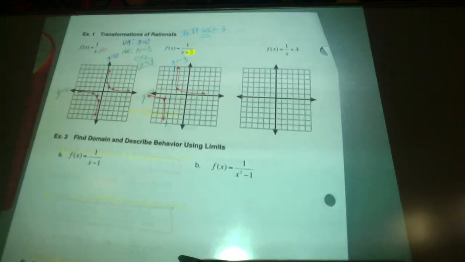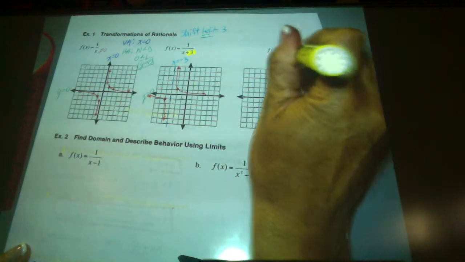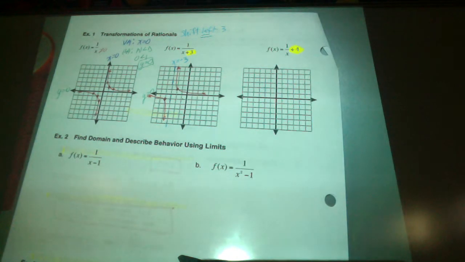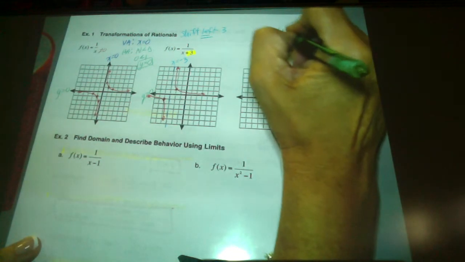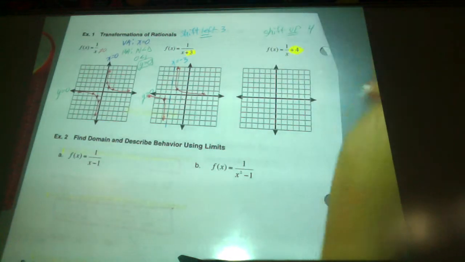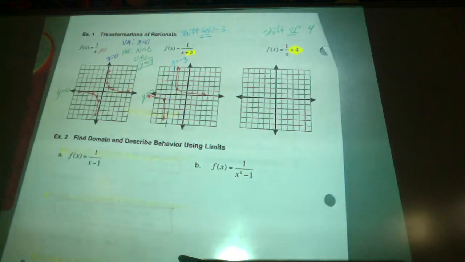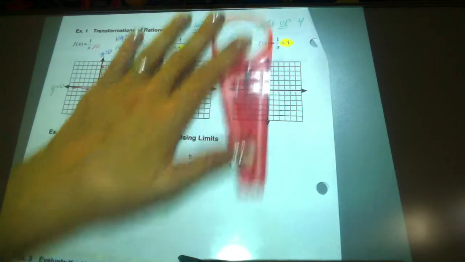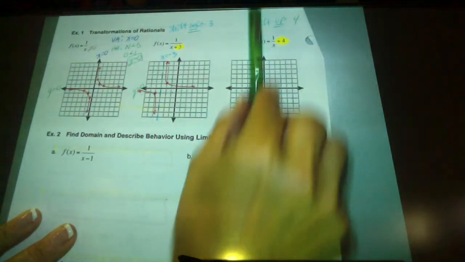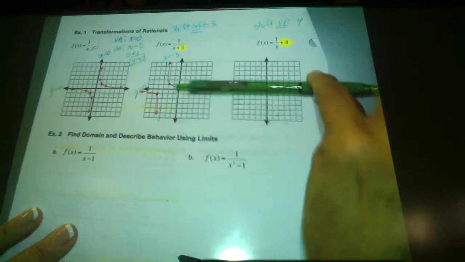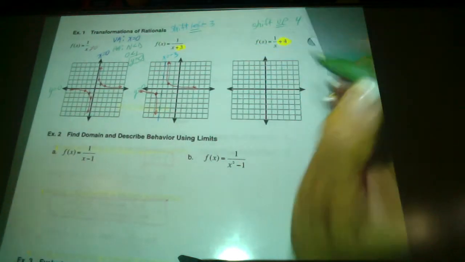What about this one? What is the +4 on the outside doing for the transformation? Yeah, it's going to shift it up 4 because it's occurring outside the function. When it occurs outside the function, it affects y. And so it's going to go in an up-down motion, and it's the same sign. So it's up 4. So what can move up 4? Can my vertical asymptote move up 4? That vertical asymptote doesn't move up 4. Doesn't really change where it is, right? But my horizontal asymptote, can't that move up 4? So that's the one that gets changed.